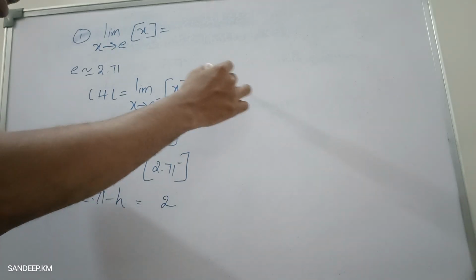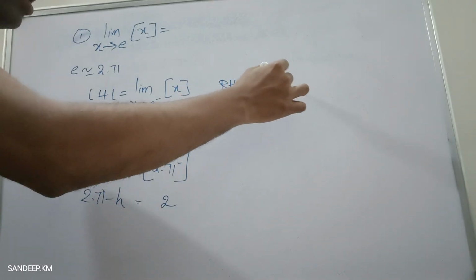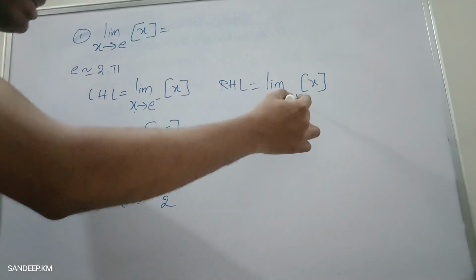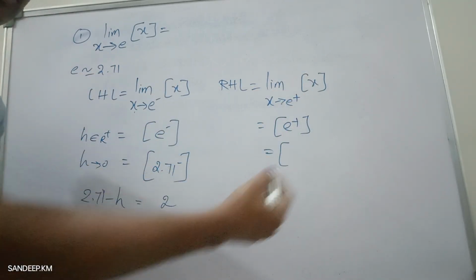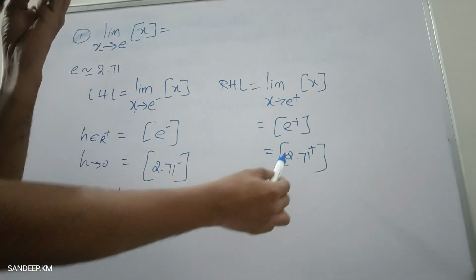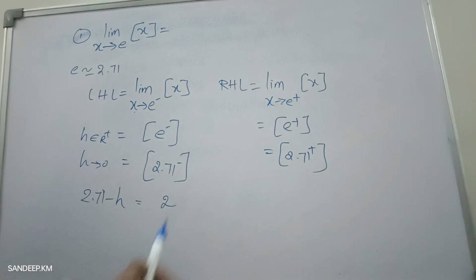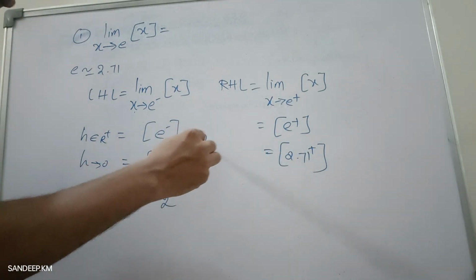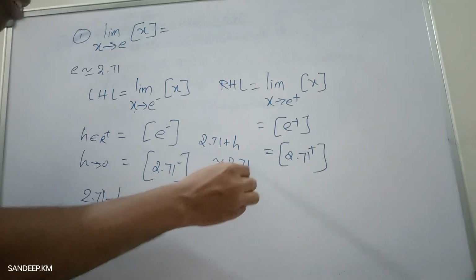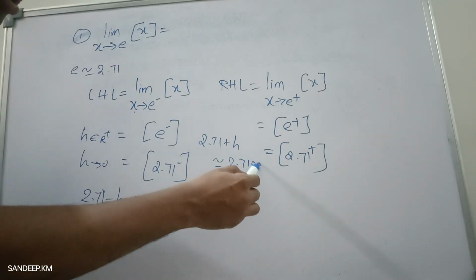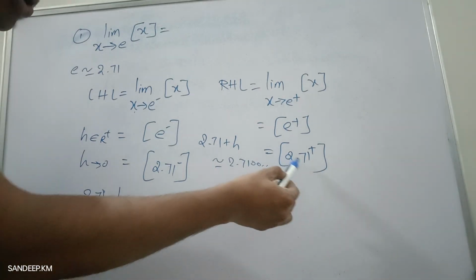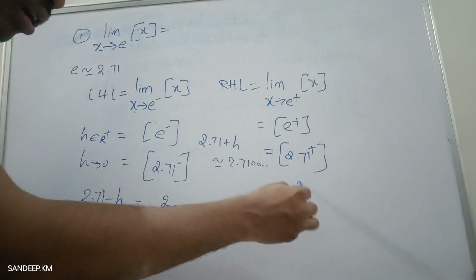Similarly, let us see what is RHL. RHL is equal to limit x approaches e plus, step x. That means step of e plus, which means step of e value is 2.71 plus a number, which is 2.71 plus h. 2.71 plus means what? 2.71 plus h. It is also approximately 2.71 only, or 2.71000 and so on. So whose step value is how much, dear students? Step of 2.710 something is again 2 only.